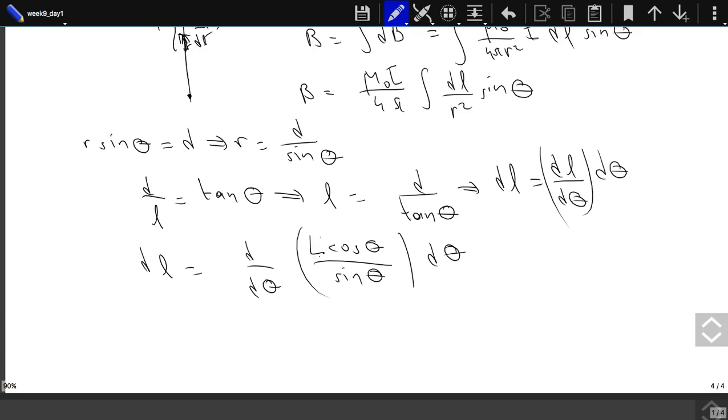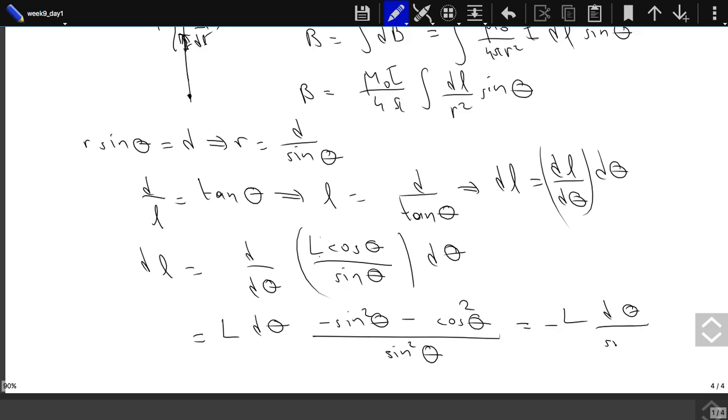Well, now we have this fraction. I can just take the derivative. So that will be L times d theta times the derivative of cosine, which is minus sine, times the numerator minus the numerator times the derivative of the denominator, divided by the denominator squared. This is the derivative of this fraction. Well, this is minus 1. And sine, this is just minus L d theta divided by sine squared theta.